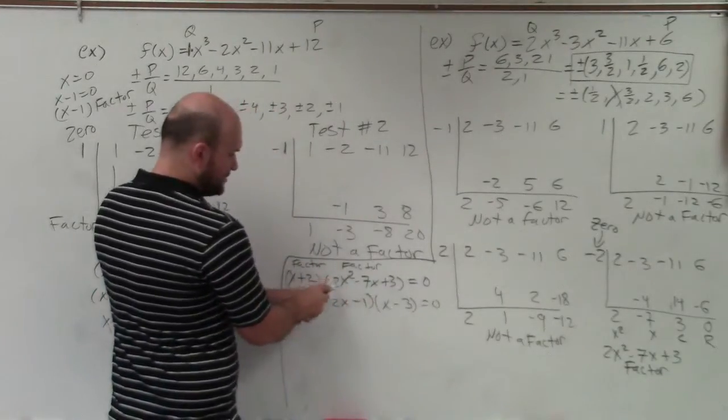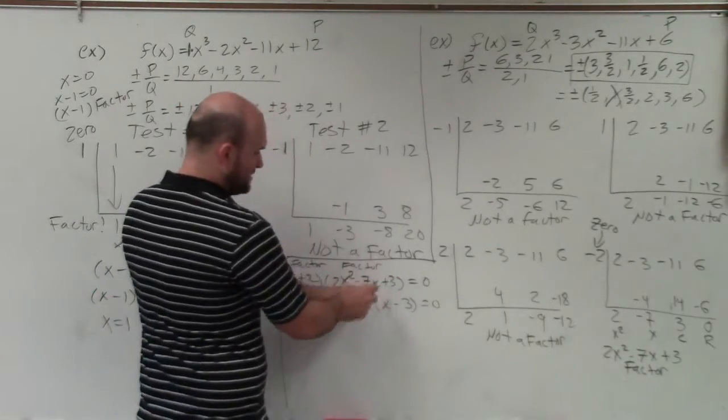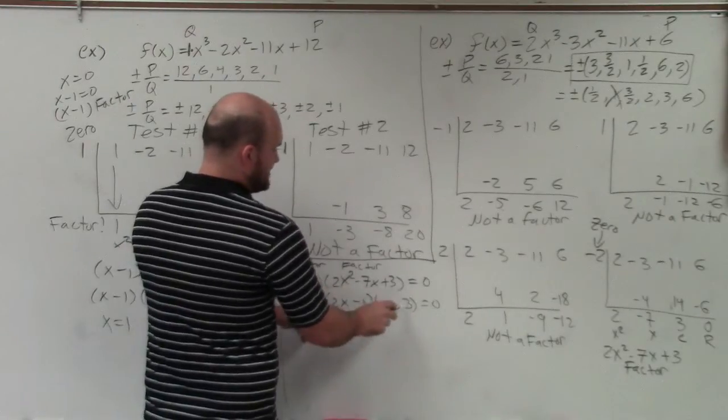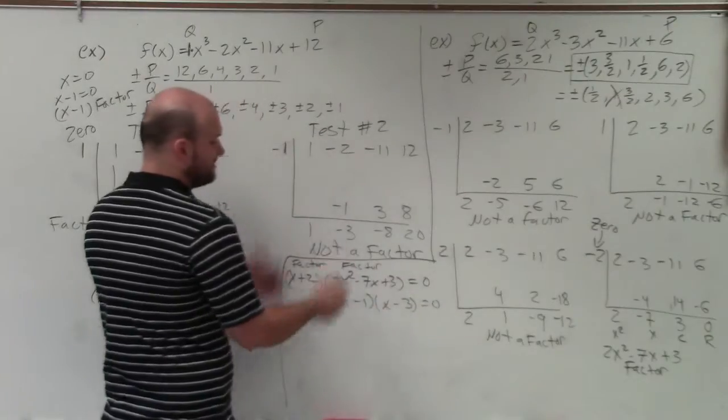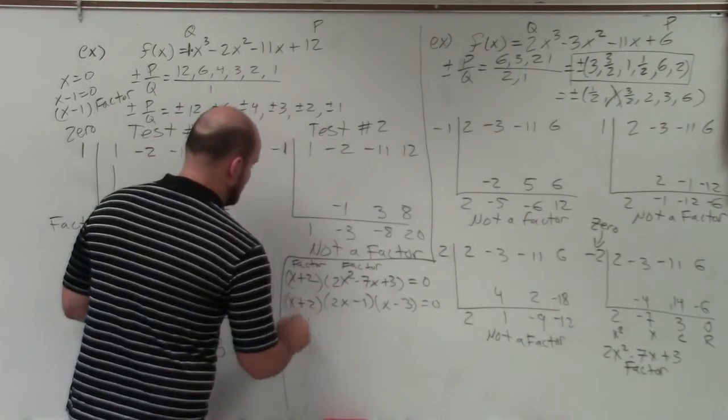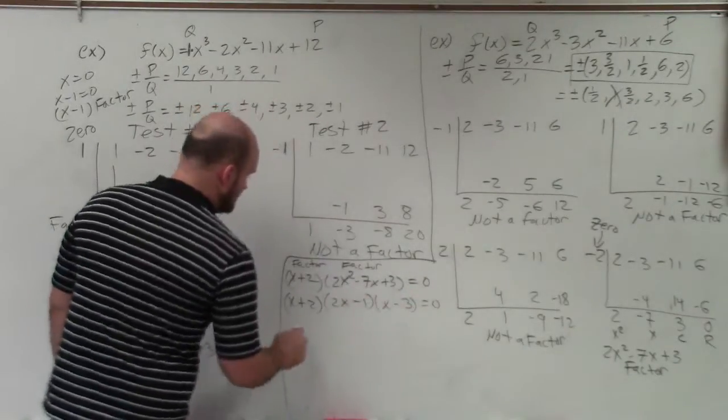2x times x is 2x squared. Negative 1 times negative 3 is positive 3. And then my middle terms, negative 1 times x is negative x. 2x times negative 3 is negative 6x. Negative 6x plus negative x is negative 7x. So that works. Now I have all my factors set equal to 0.